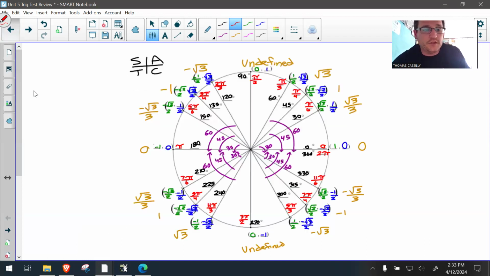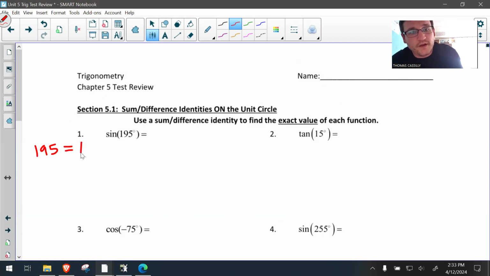So for example here, 195, how can we get that? How about 135 plus 60, right? That's 135 plus 60. That gives us 195, right? So instead of thinking of this as the sine of 195, we're going to think of this as the sine of 135 plus 60, right? That's the same thing. And now we have all of these identities.